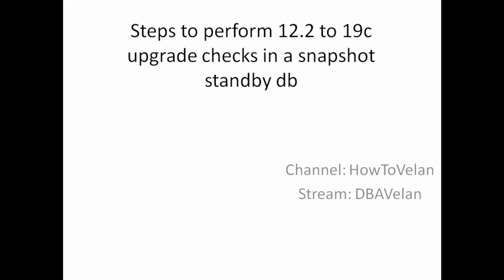Oracle pre-upgrade checks will fail on a database which has Database Vault enabled, or it will report it as an exception. I don't want that exception. So I'm going to disable my Database Vault in the snapshot standby database, and then I will perform the pre-upgrade checks. That is the whole purpose. I'll show you the real steps involved and also show you the difference between the primary database with vault and the snapshot standby database without the vault. Let's look at it.